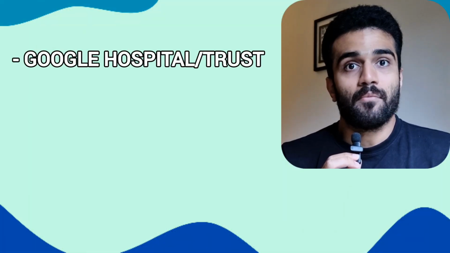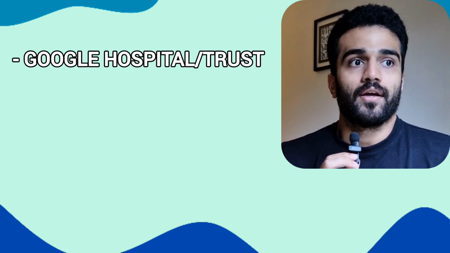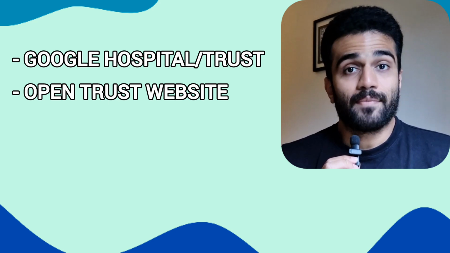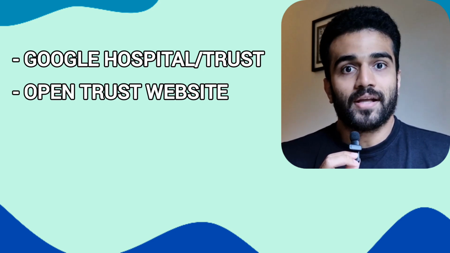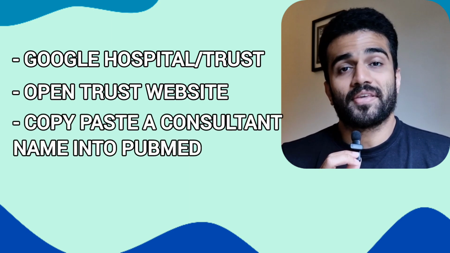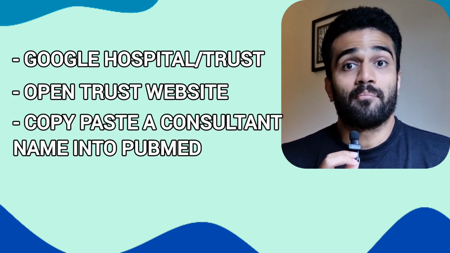If you strike out in this way, there are other ways to secure NHS email addresses as well. All you have to do is Google the name of the hospital or the trust you want to do the attachment in. Once you open up their website, they usually advertise the names of all of their consultants. Pick a consultant whose specialty you're interested in, and then copy paste their name and details into PubMed. Chances are they've probably published an article and their contact information is going to be available in the author information section.